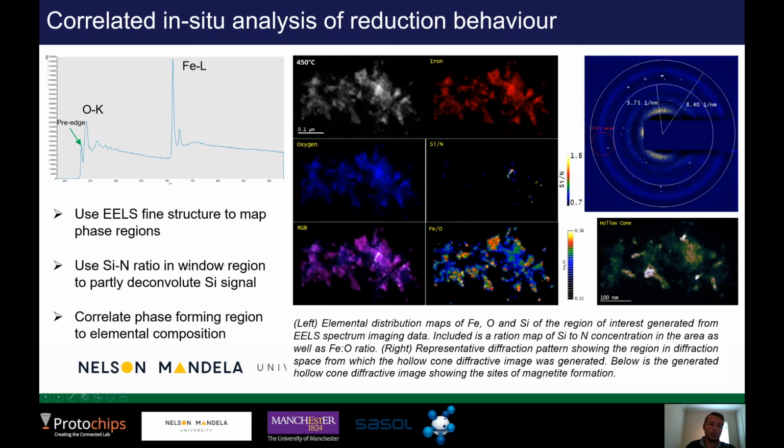Another tip that a person can use to try and extract some contrast or additional information from EELS data in this case is also to use EELS fine structure mapping. In this case, we could map the oxides by using the little pre-edge of the iron oxide phases that have formed.